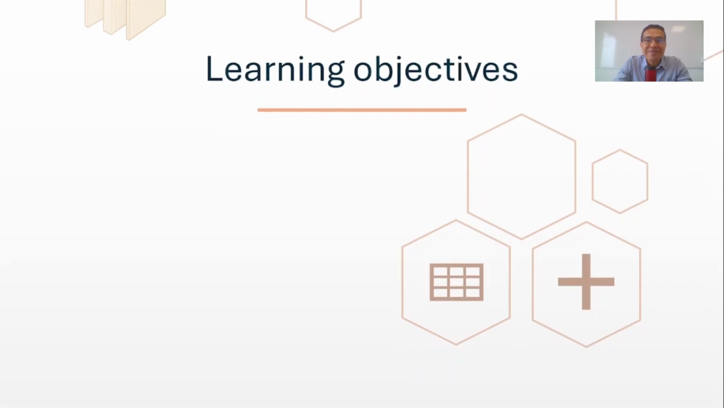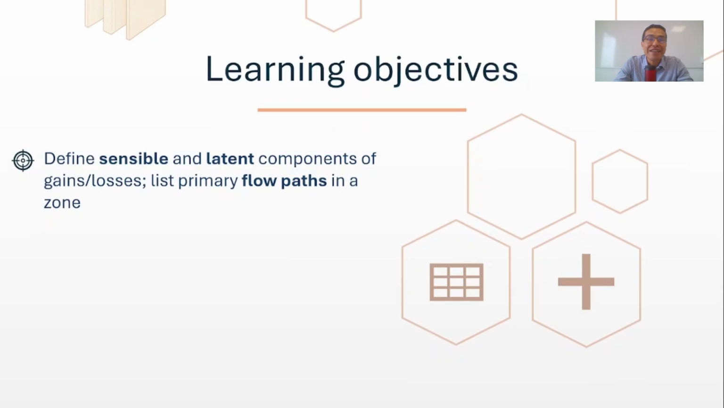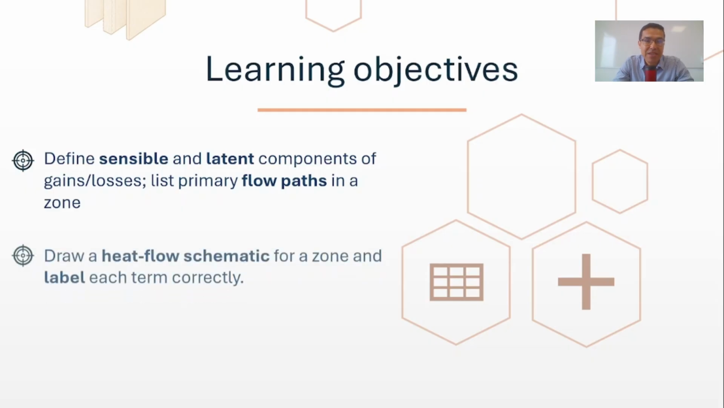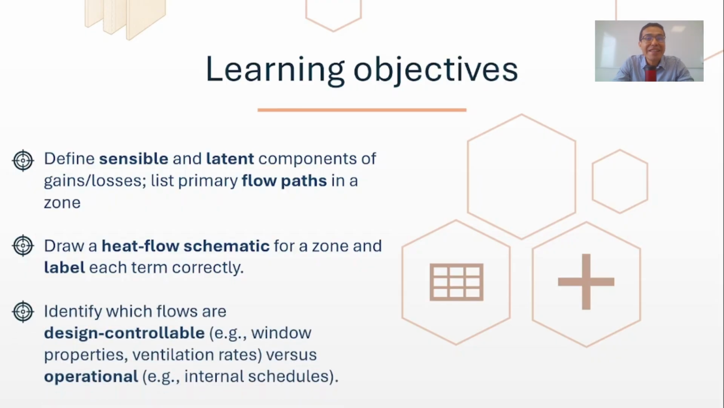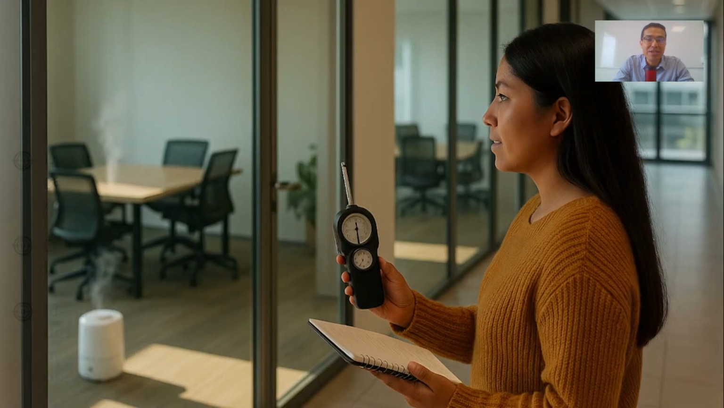By the time we are done, you'll be able to define the two main types of load: sensible, which is all about temperature, and latent, which is all about moisture. You'll also learn to draw your own heat flow schematic for a building, which is a super useful skill. And finally, you'll be able to tell the difference between the decisions you make during the design phase, like picking a window type, and the things that happen once the building is being used, like internal heat gains from people and equipment. These are the kinds of distinctions that make for a great building simulation.